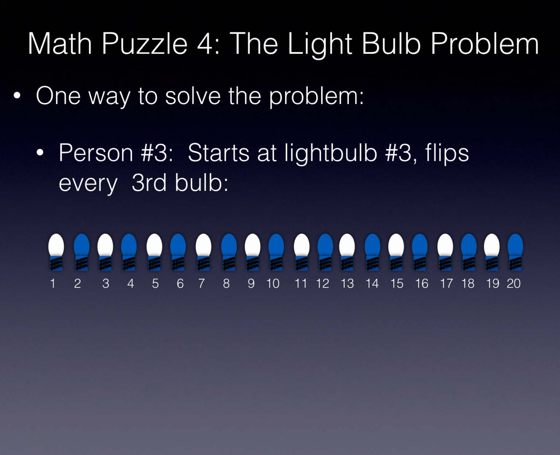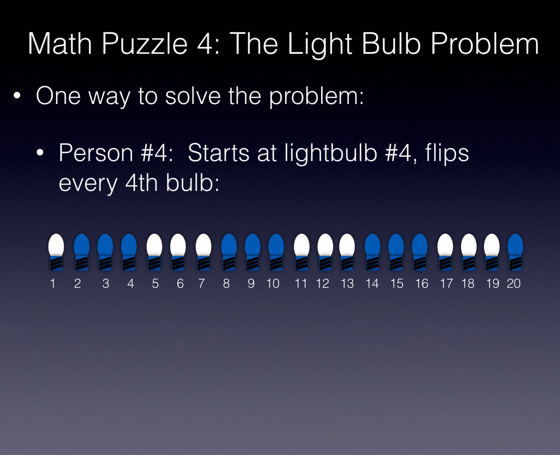Then person number 3 is going to enter the room, and they're going to flip every third bulb. And from here it starts getting complicated. So you'll see number 3 is going to go off, number 6 is going to go on, number 9 is going to go off, 12 is going to go on, 15 off, 18 on. Just like that.